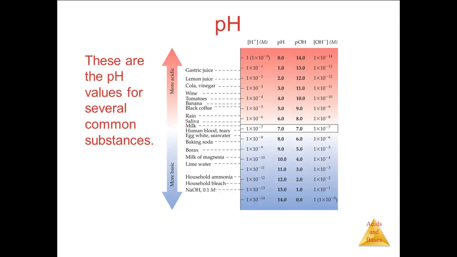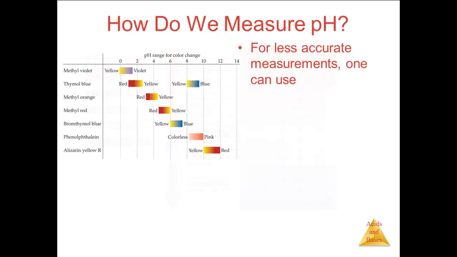Notice that foods tend to be acidic or just slightly basic. The very basic substances tend to be chemicals. How do we measure pH? There are two common ways to measure the pH of a substance.